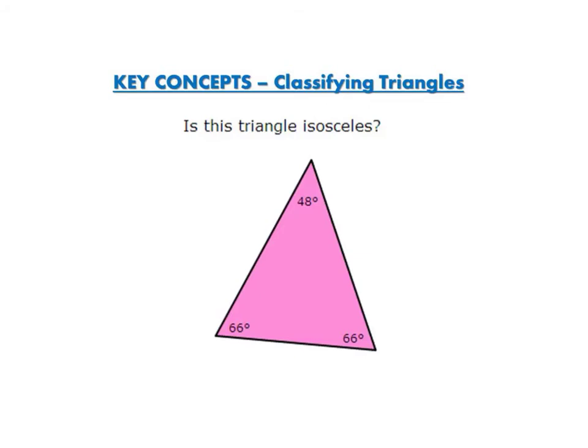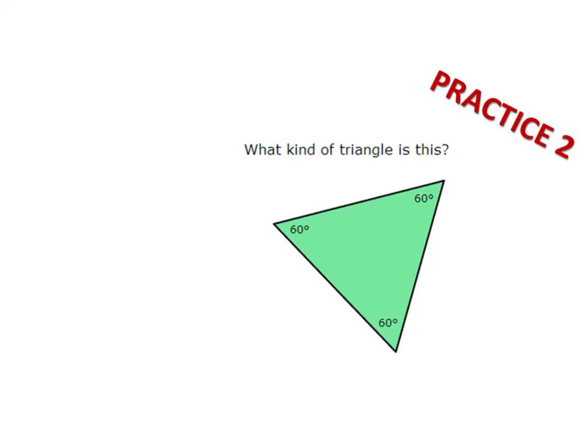Is this triangle isosceles? First, I have no idea what the side lengths are, but they give me the 3 angle measurements. I have 66 degrees, 48 degrees, and another 66 degrees. If there are 2 angle measurements that are the same, such as 66 and 66, then their side measurements are the same. So, is this triangle isosceles? Yes, it is. Here's practice problem 2. What kind of triangle is this?